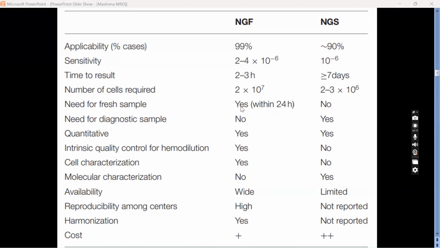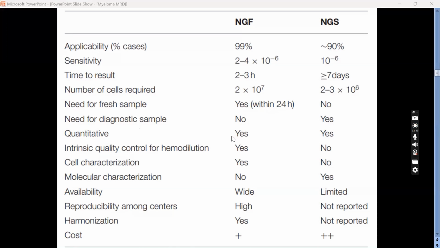Okay. So, need for fresh sample. Yes, you need a fresh sample for flow cytometry, whereas in NGS, you don't need that. You can even take it from the smears which you have made. Okay, so that is not needed. So diagnostic sample is mandatory for NGS. For us in next generation flow cytometry, it is not that needed.